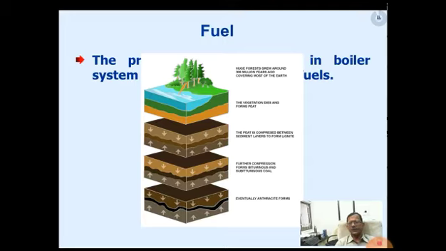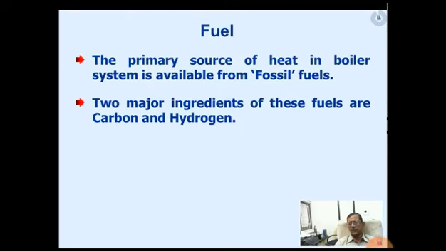Some part, the upper part, we get as lignite, then we get the bituminous and subbituminous coal, the one which we use in our boiler. Since at one point of time these were living beings, plants, animals, it has to be hydrocarbon. Therefore, the two major ingredients in any fossil fuel which you are going to find would be carbon and hydrogen.